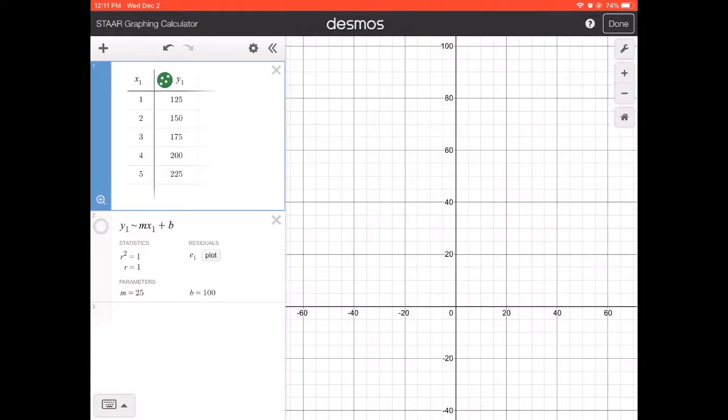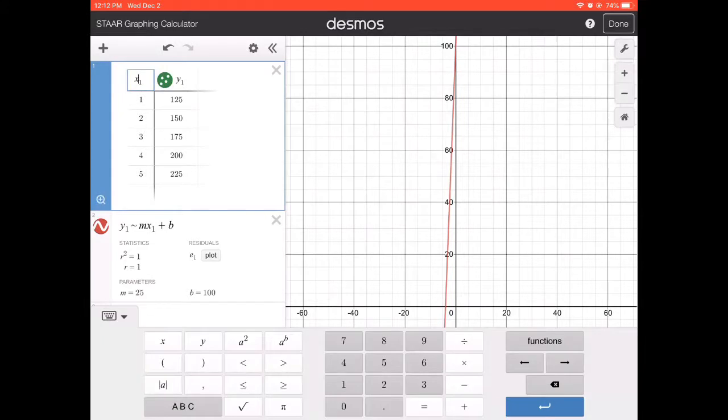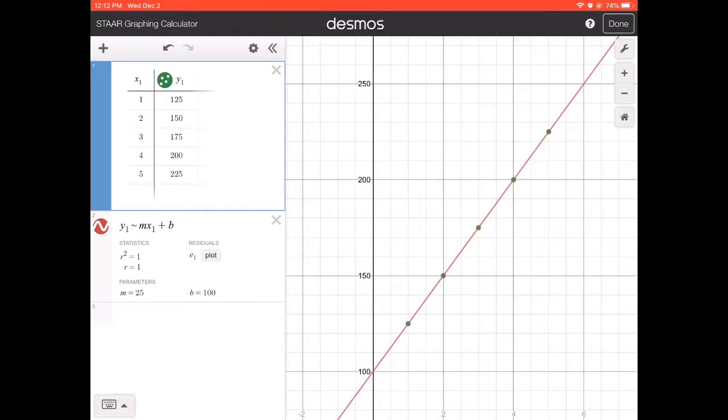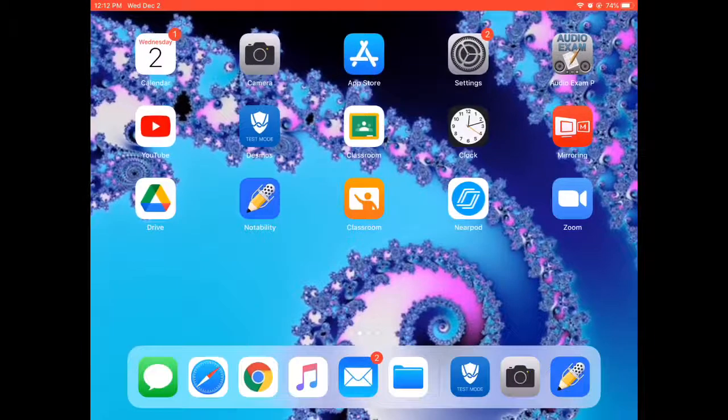Alright, so hopefully you did this on your own, and you can see that your m is 25 and your b was 100. When you typed in the y1 tilde, m x1 plus b, your x1 is talking to your table and your y1 is also looking back up at your table. You can hit that plus sign if you want to see those dots on your graph. So we're going to look for an equation that starts off with 25, right next to your x, plus 100.